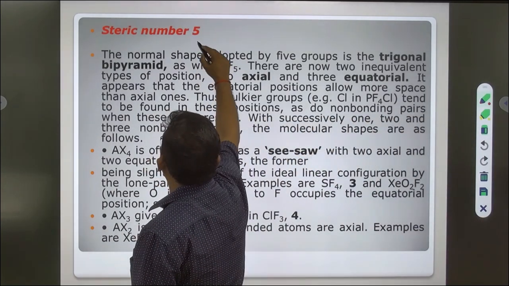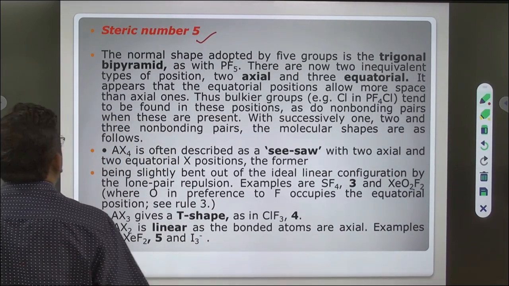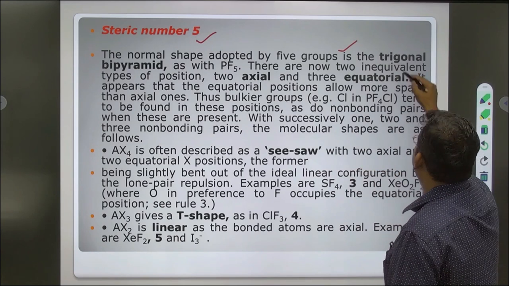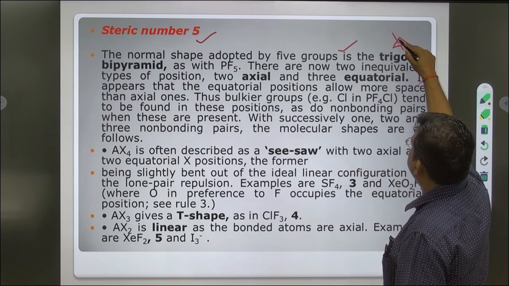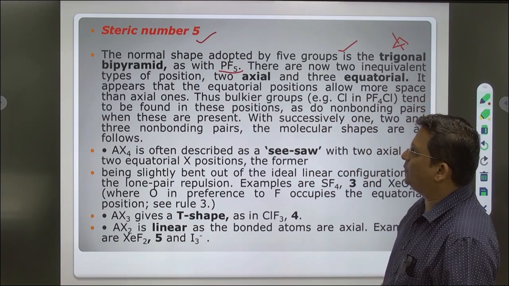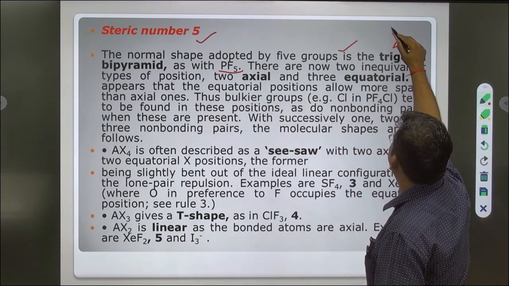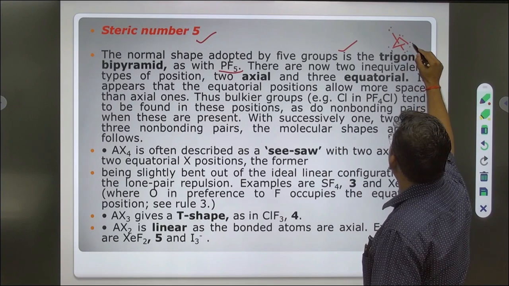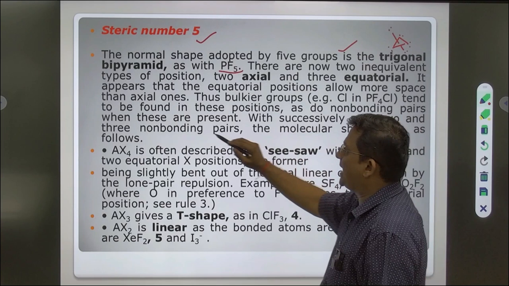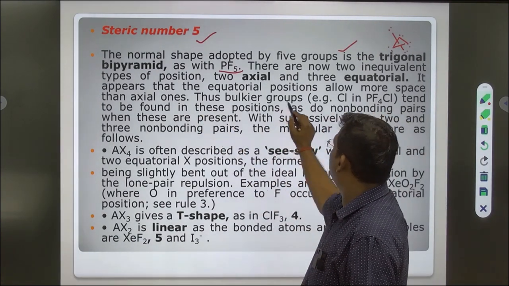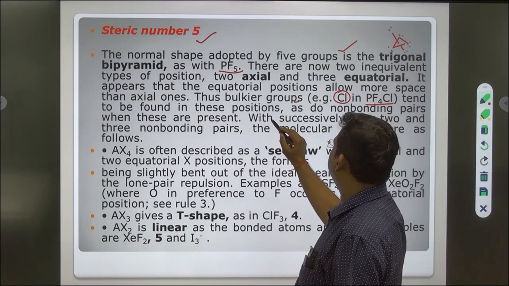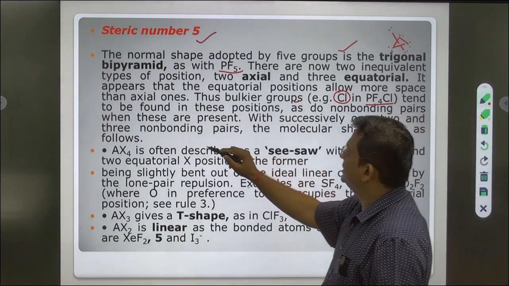And where steric number is 4, SM5, the normal shape adopted by 5 groups is the trigonal bipyramidal, this structure. As in PF5, there are now 2 inequivalent types of position, 2 axial and 3 equatorial. It appears that equatorial positions allow more space than axial ones. Thus, bulkier groups like chlorine in PF4Cl tend to form in these positions, as do non-bonding pairs when these are present.